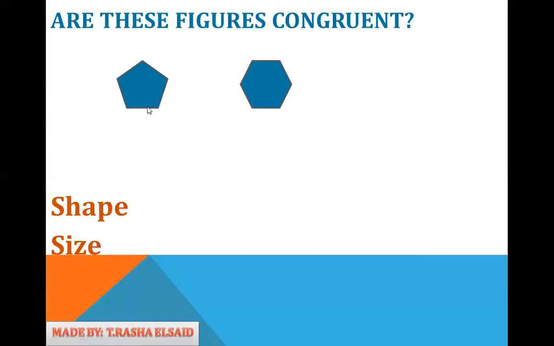The second one, does it have 5 sides like the first one? 1, 2, 3, 4, 5, 6. It has 6. So it is different than the first. By the way, 6 sides, this is called what? Hexagon. Excellent. So the first one is pentagon. The second one is hexagon. So the shapes are different or the same? They are different. So it doesn't have the same shape and size. Also the size, if the shape is different, the size is different. So I can say these figures are not congruent.